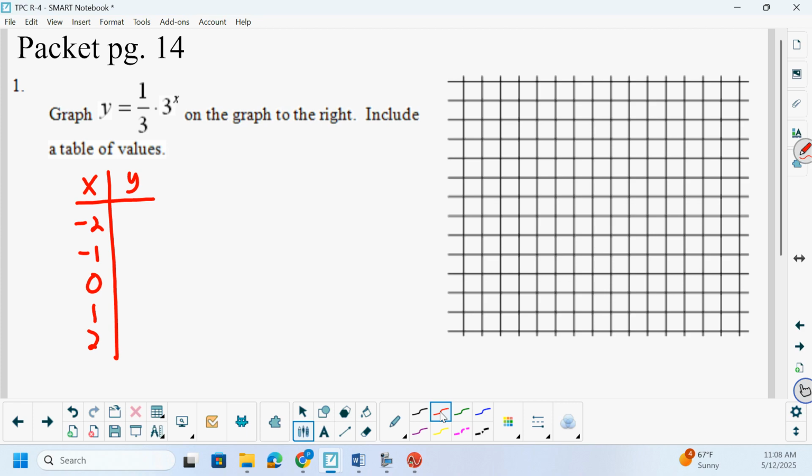So for the -2, we should have 0.037. For the -1, which would be the same as 1/9, we get 0.11 repeating. For 0, we get 0.3 repeating, which is the same as a third. And then from 1, we get 1, and 2, we get 3. So you're welcome to do that by hand if you want, but you do have the calculator available to you.